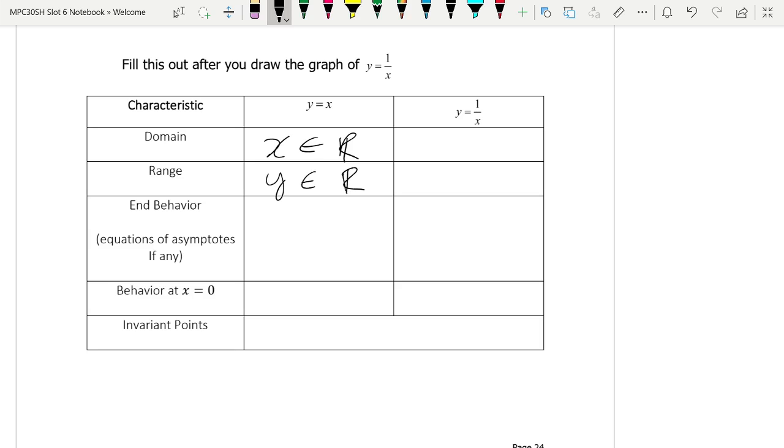What's the end behavior, which also means the equations of the asymptotes, if any. But here's how I like to describe end behavior. What's it doing towards the ends of the graph? And that's, of course, to the left and right.